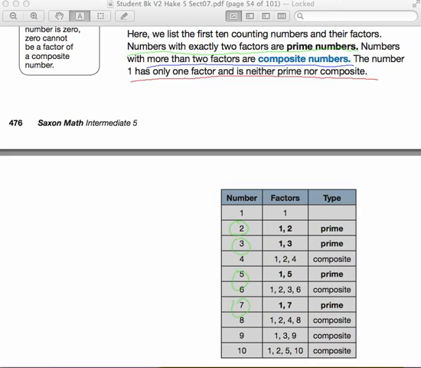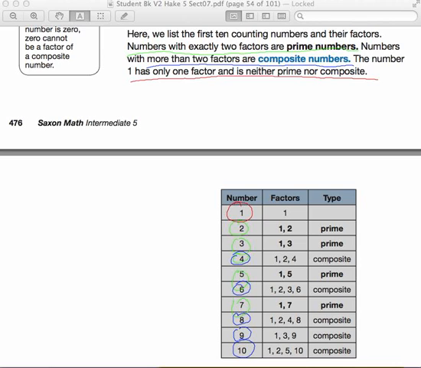A composite number is any number with more than two factors. So 4 has the factors 1, 2, and 4. 6 has factors 1, 2, 3, and 6, so it's composite. 8, 9, and 10 are all composite numbers. However, 1 is neither prime nor composite. It's there all by itself because its only factor is itself.